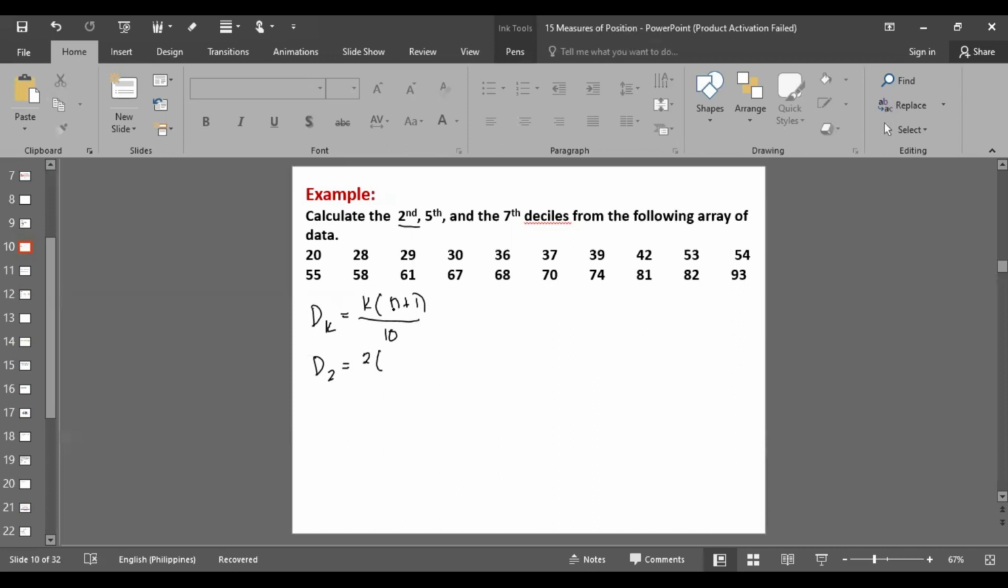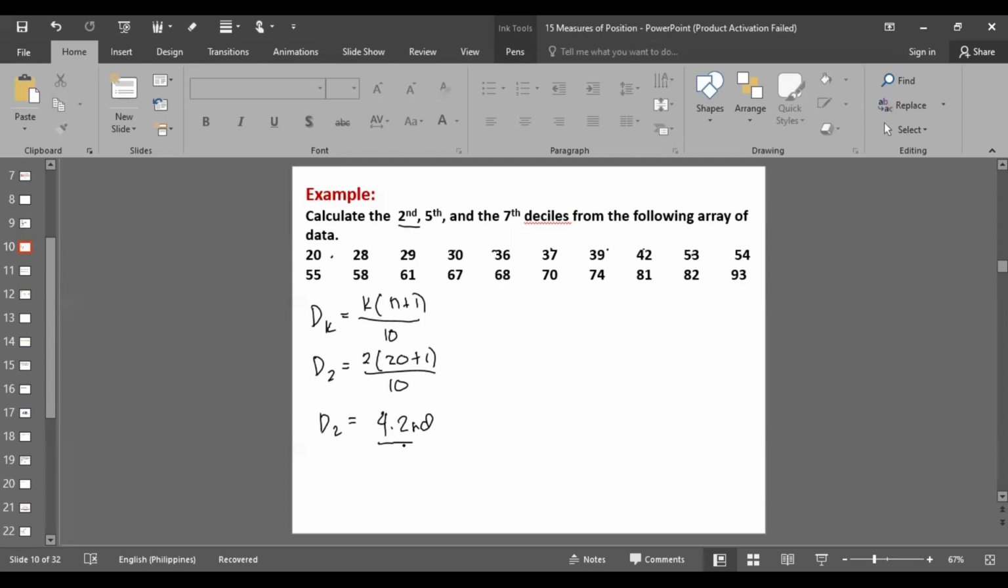Then replace n by the total number of score points. There are 2, 4, 6, 8, 10, 12, 14, 16, 18, 20 score points. Plus 1 all over 10. So use your scientific calculator. D sub 2 is equal to the 4.2nd term. Since the value of D sub 2 is 4.2, locate the 4th and 5th score.